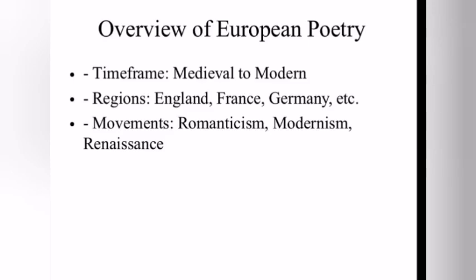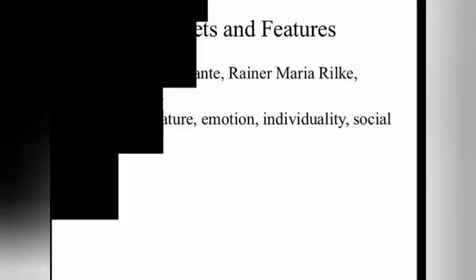So the movements are Romanticism, Modernism, and Renaissance. The key poets of this era, we have Shakespeare, we have Dante, Rainer Maria Rilke.